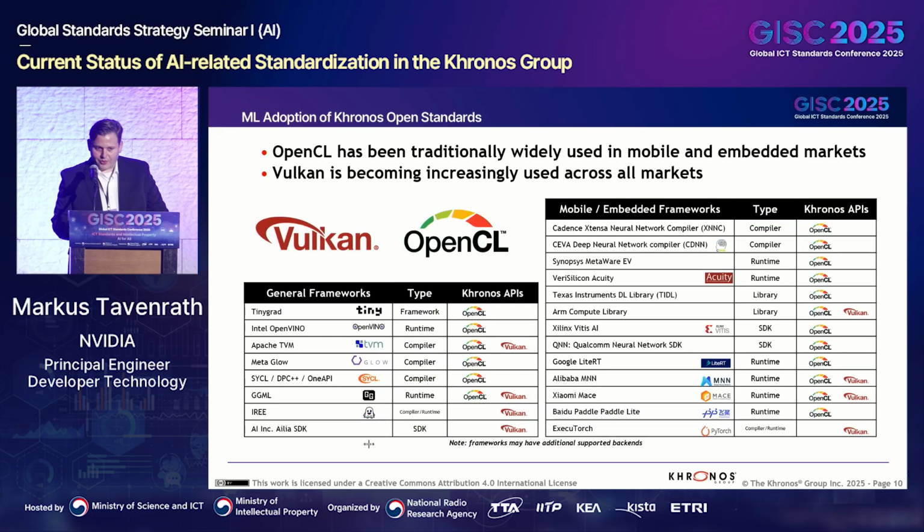And with those extensions, Khronos APIs have been widely adopted by a lot of different frameworks. Traditional OpenCL was the compute backend in Khronos, and so it has wide support across many different frameworks, compilers, SDKs. Some of them are for a single vendor only, unfortunately. But Vulkan, with those new extensions, is now becoming increasingly used across all markets, including GGML Llama CPP, which now has a good Vulkan backend.